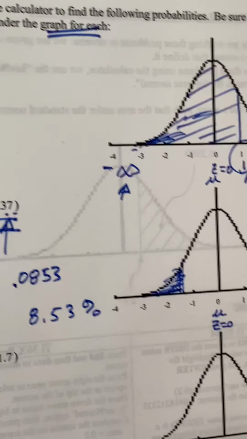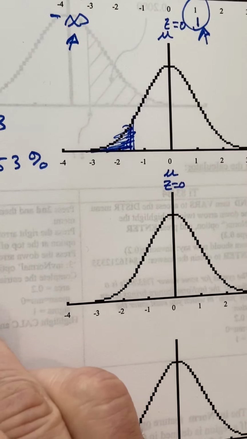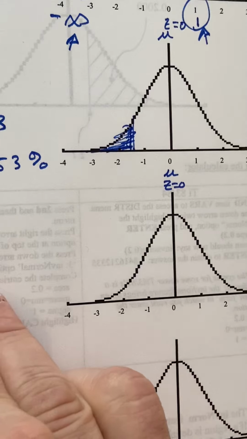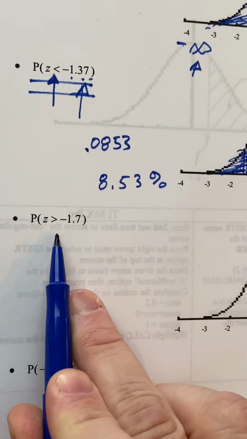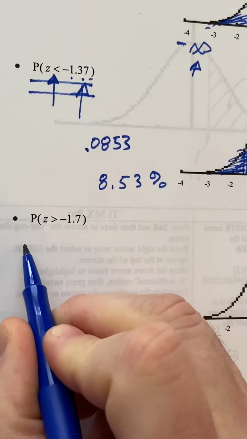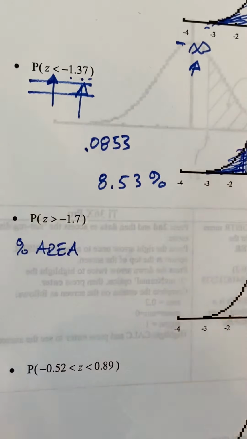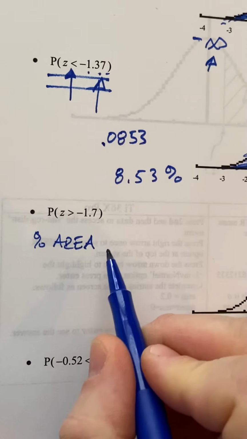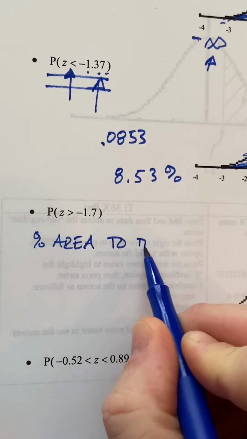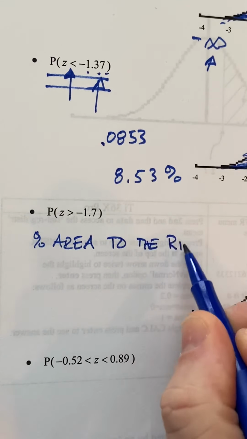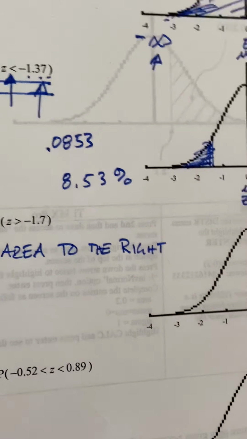Here's where the breakdown occurs. Take a look at the next problem. Z greater than negative 1.7. A fancy way to say this is, I want the percent area, or the probability of the area if you keep it as a decimal, to the right of that z-score. The other two questions were both to the left, and that's what our tables indicate.